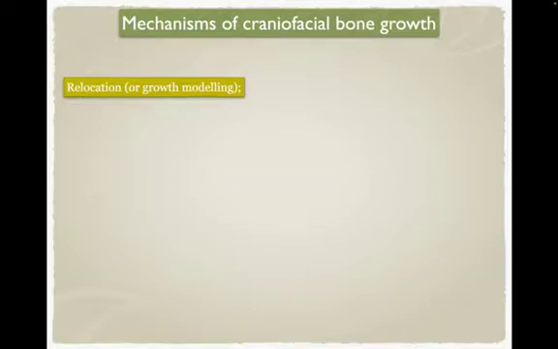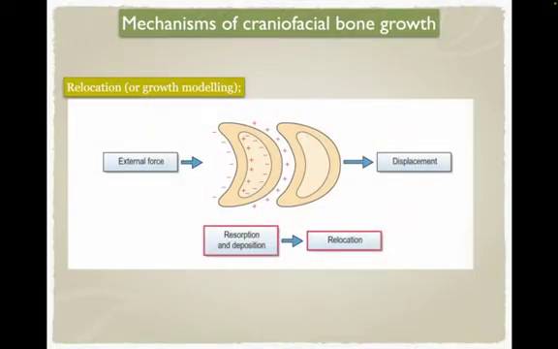The first one, we call it relocation. So basically what's going to happen, we're going to have bone resorption on one side and bone deposition on the other side. If this bone resorption is equal to this bone deposition, what we're going to have is that this structure will relocate from this area to this area. And this relocation will happen without any increase in the size of this bone. However, if you have more bone deposition than bone resorption, that will be associated with an increase in the size, and they will relocate as well.